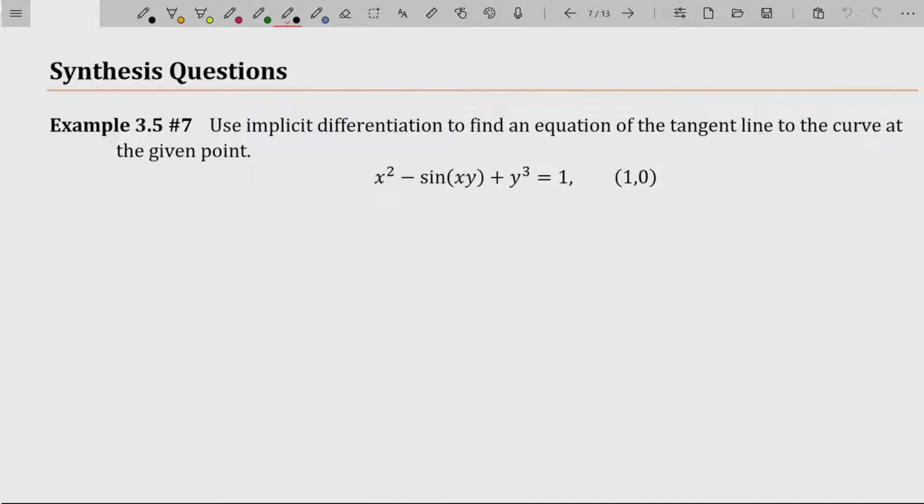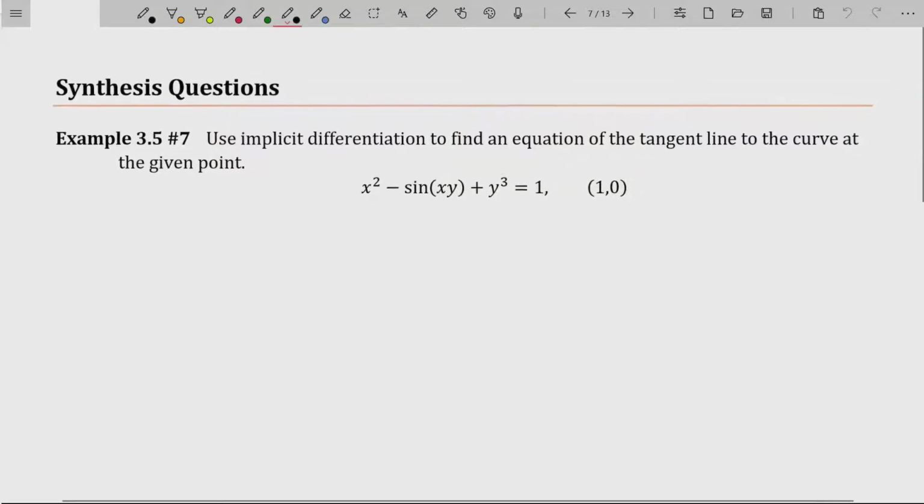In this video, we're going to cover the oddball questions that usually get asked when working with implicit differentiation. I tend to find that implicit differentiation is much more preferable to regular differentiation in most situations because it takes me time to solve for y. And if I don't want to solve for y, what's the point? Just go ahead and implicitly differentiate. So let's see how that works here. Use implicit differentiation to find the equation of a tangent line to the curve at the given point.